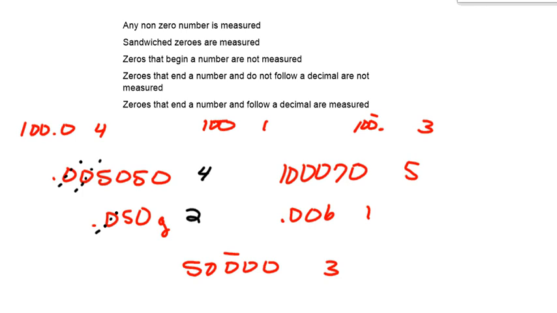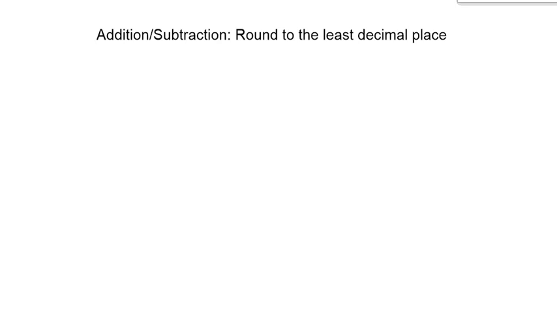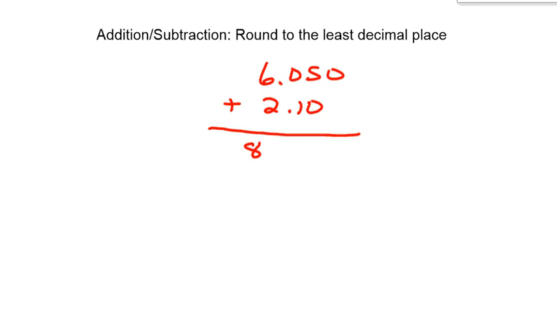But what do we use this for? Well, it's for rounding purposes. We have to indicate the precision of our measurements. Let's say I have the number 6.050 and I'm adding to that 2.10. All right, let's add that together. We're going to get 8.150.